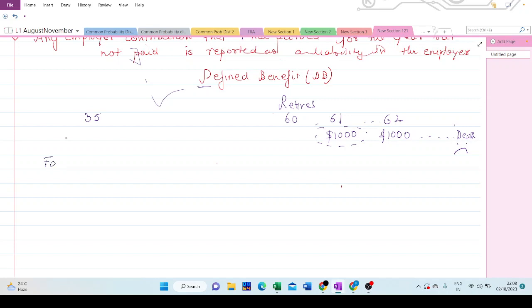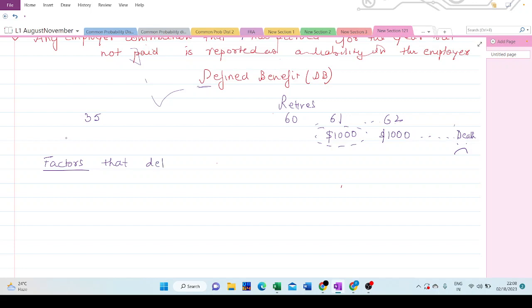Abhi sab ekdam kaan khula, jawan andar, ekdam dhyan se. Factors that determine what the employer would pay to the employee after retirement.